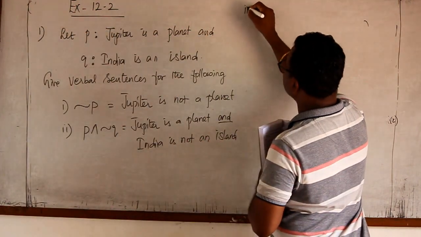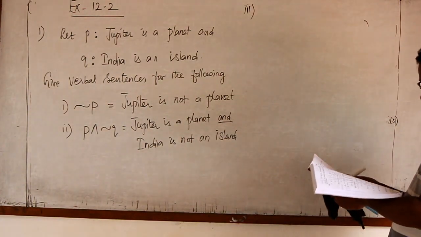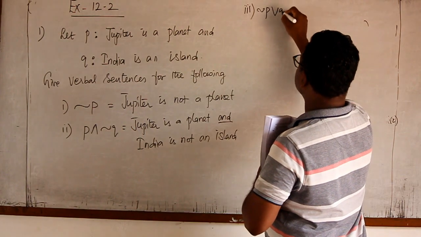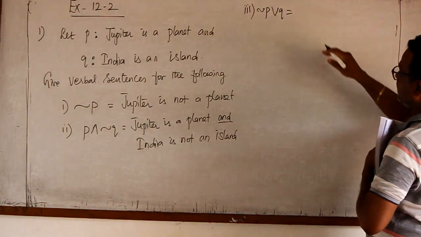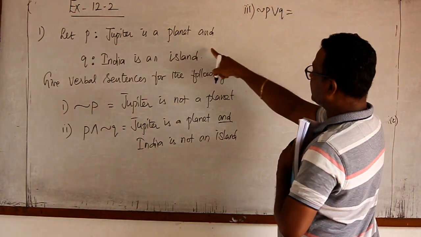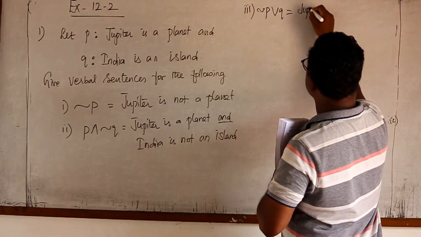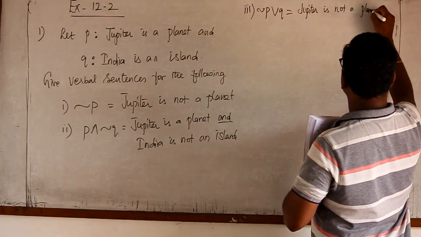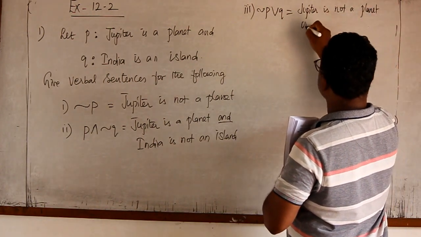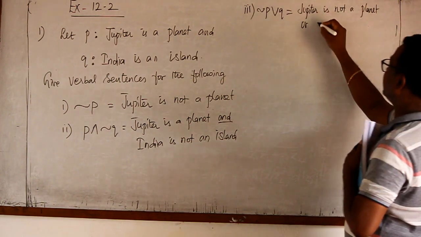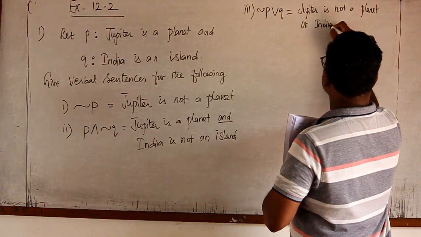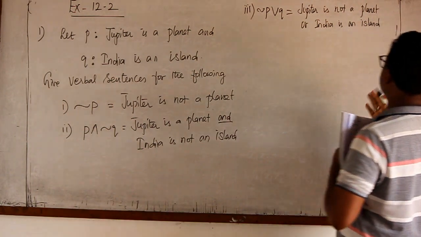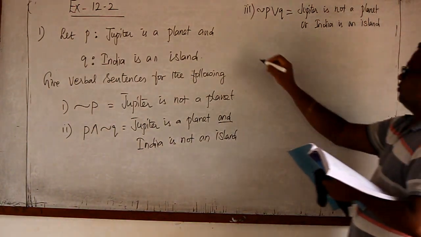Third one. Negation of P, we use this V, that means it is or. Negation of P is Jupiter is not a planet, or Q is India is an island.